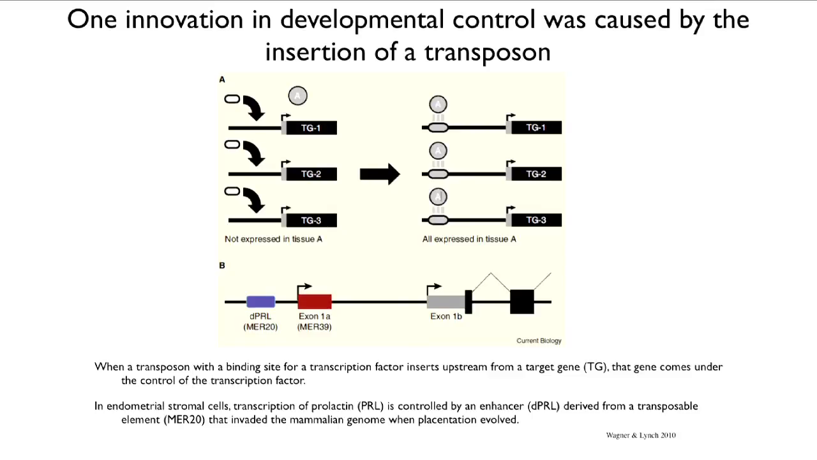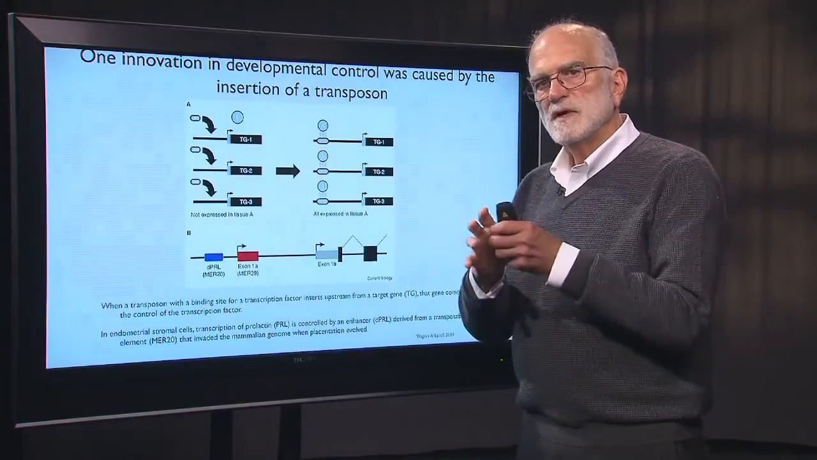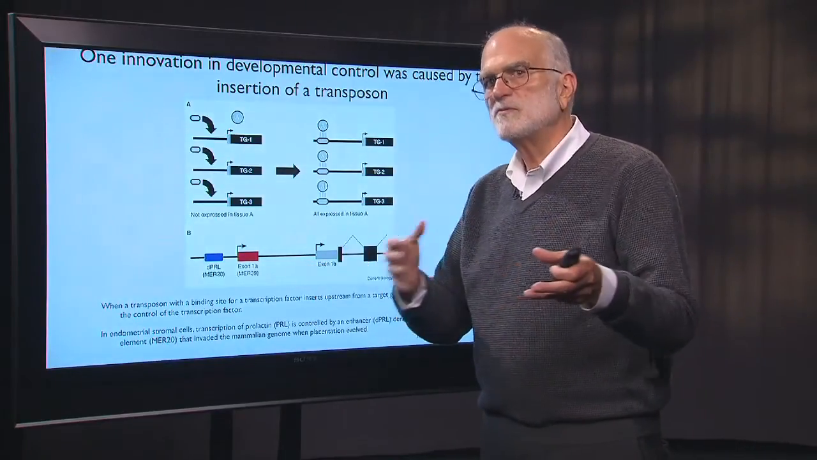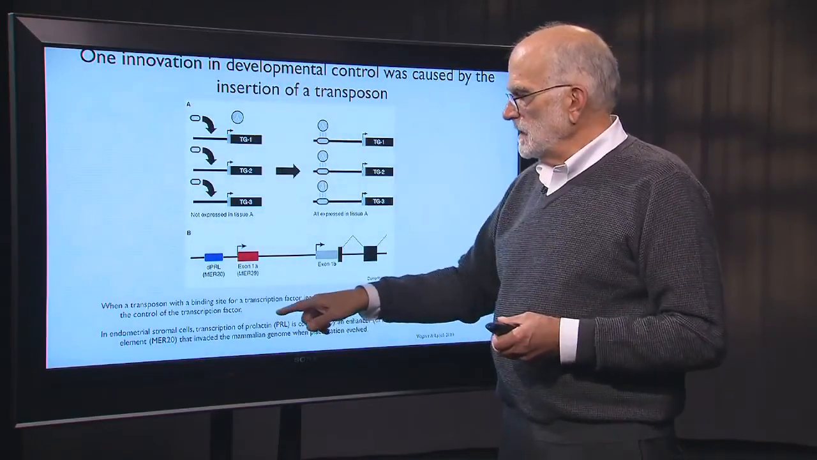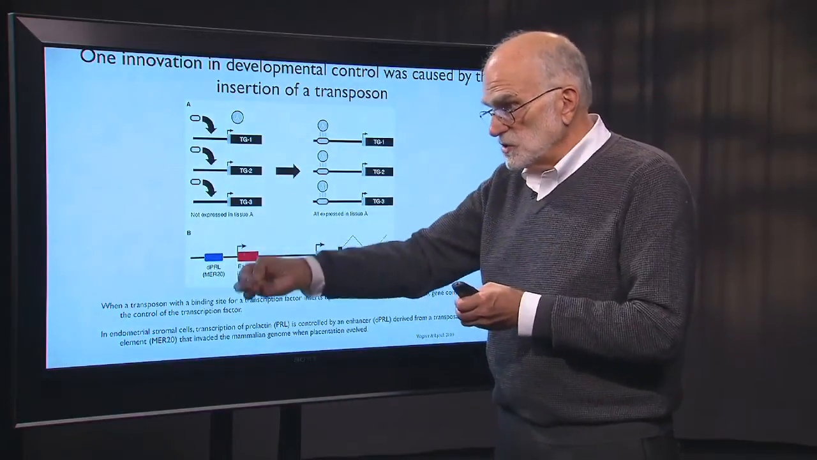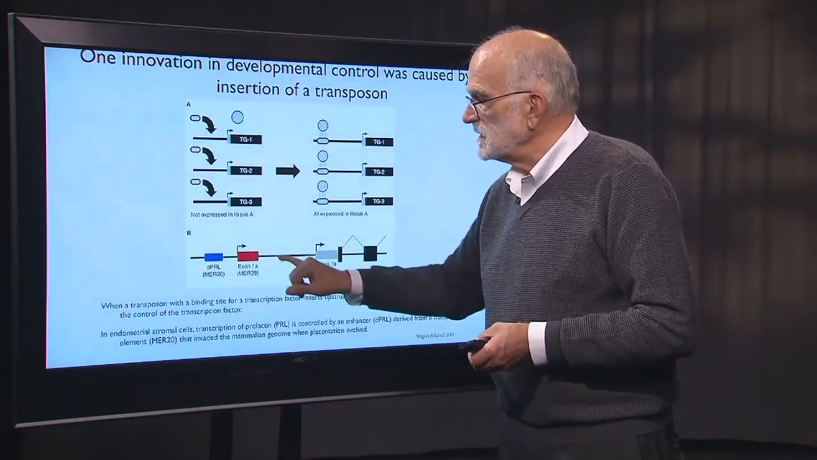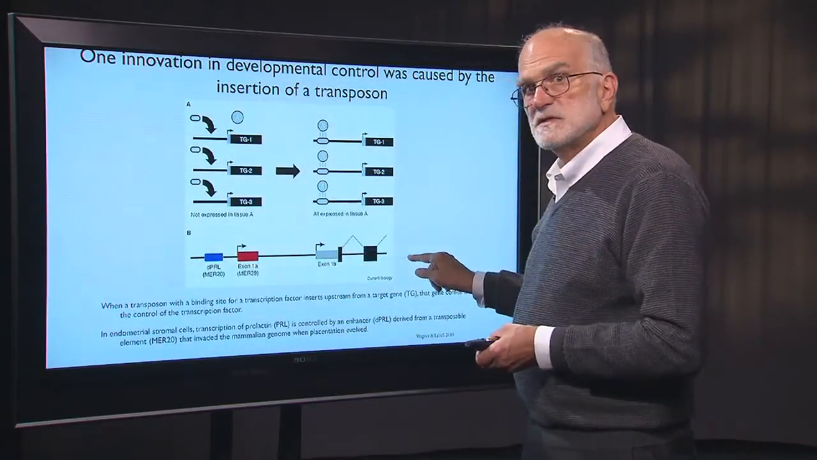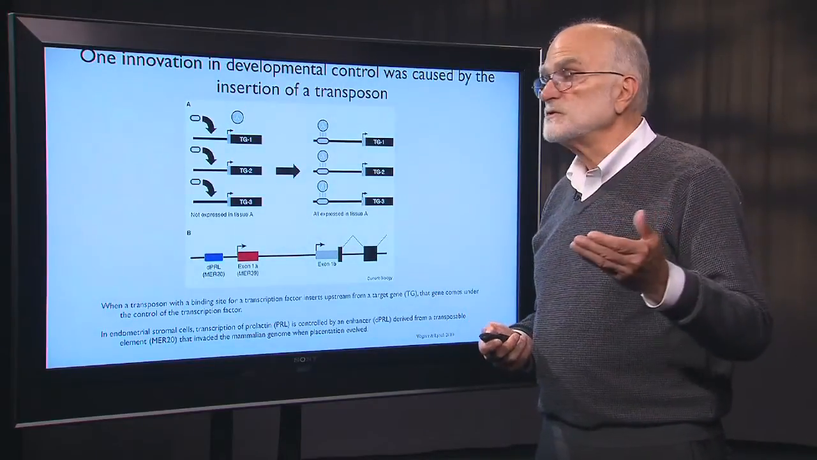placentation evolved. The point of this is that this gives a mechanism to understand how there can be an innovation in a tissue type. In order to get that, you have to change the developmental control of pre-existing tissues, and you can do that by having a transcription factor, which is being carried on a jumping gene, jump into and insert itself into a position that will then take control over the expression of a set of downstream genes. And it appears that this is precisely what happened at the origin of placentation.